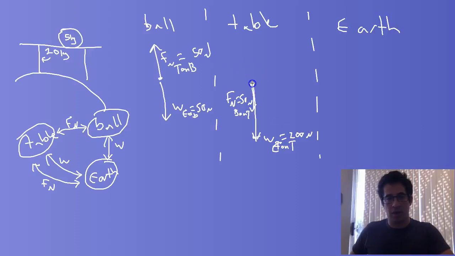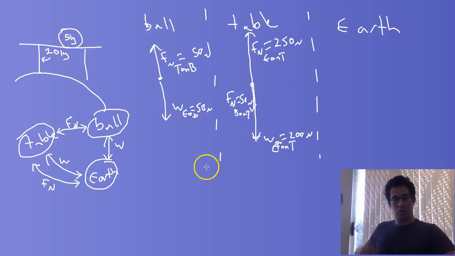And then pushing back up, we have the normal force from the Earth on the table, which would normally be 200 newtons, but now the Earth has to push up harder because it's supporting the ball's weight too, and so now this is 250 newtons.